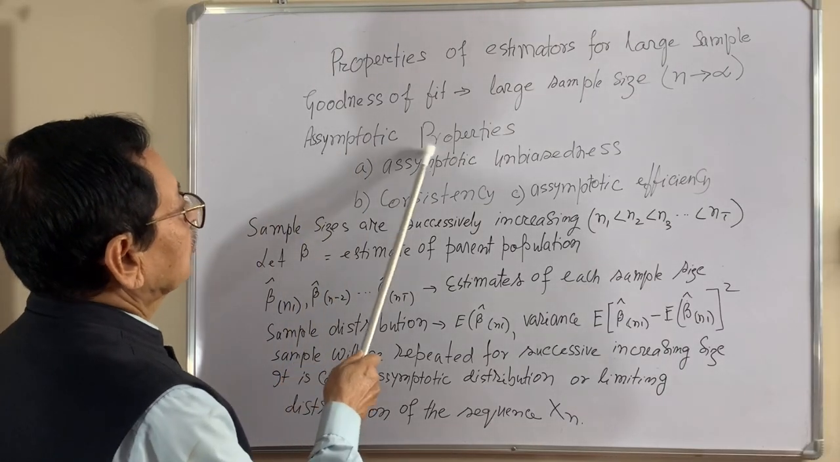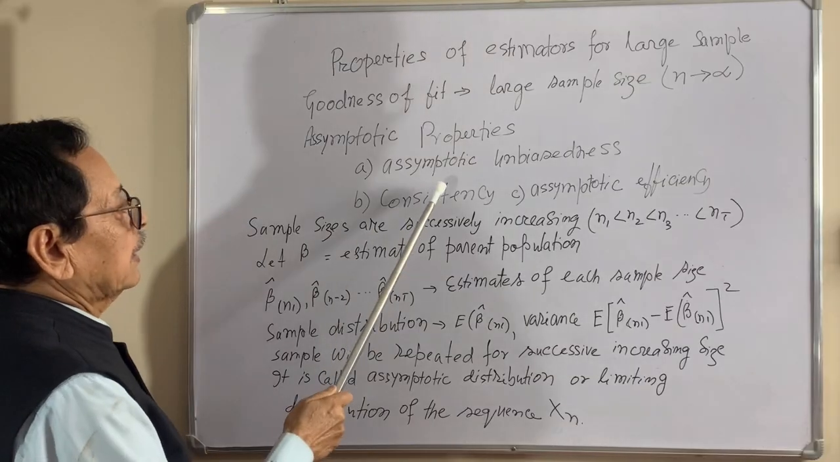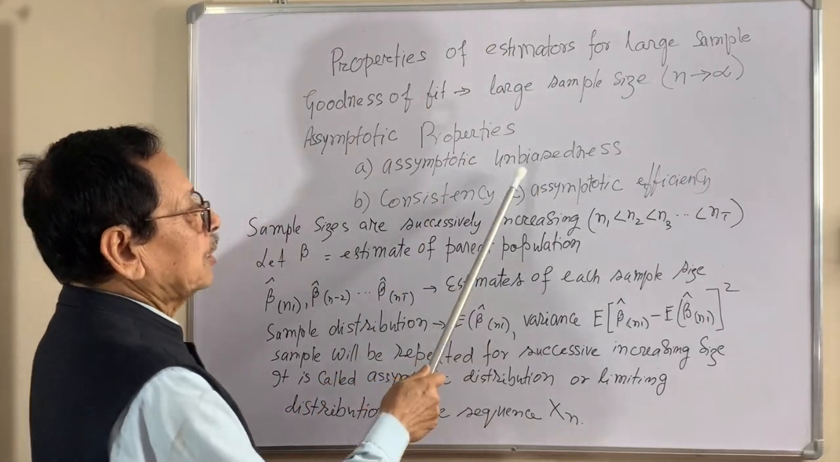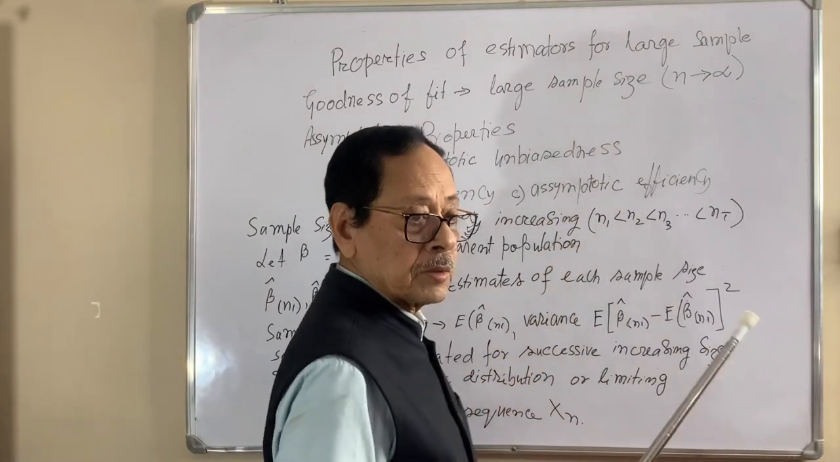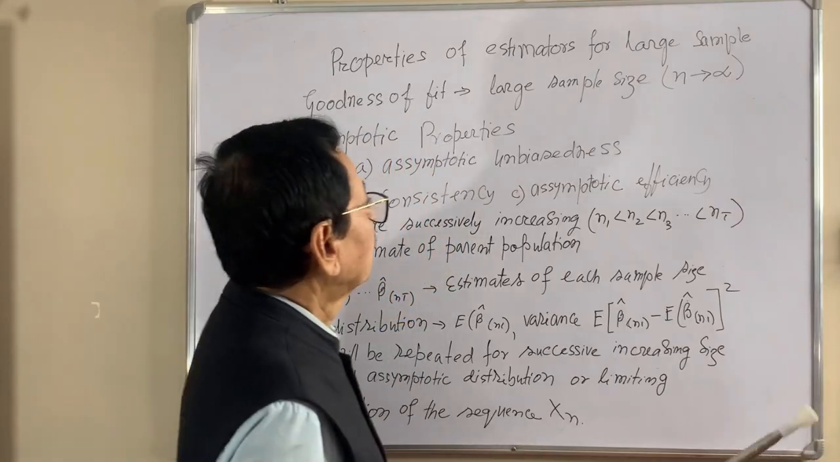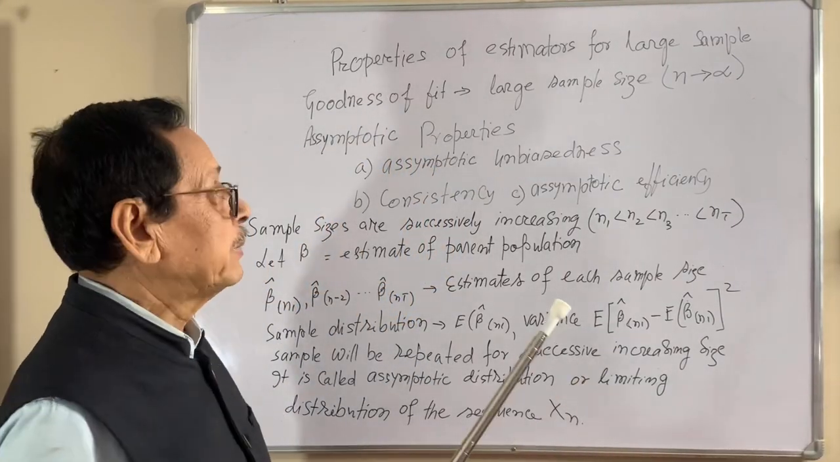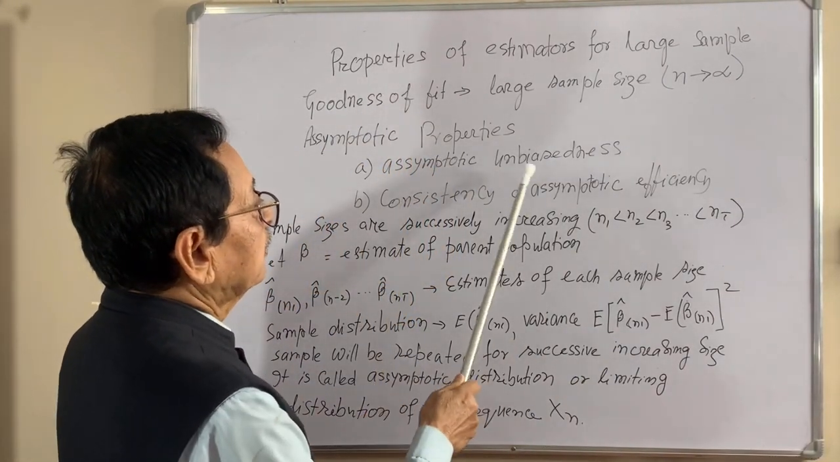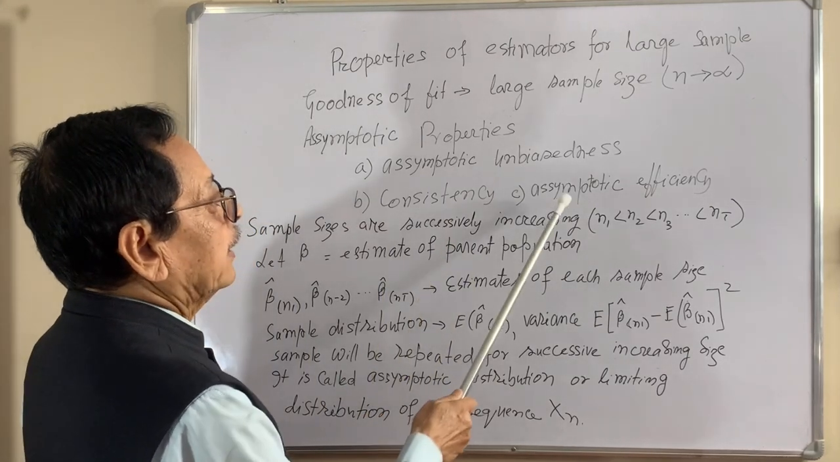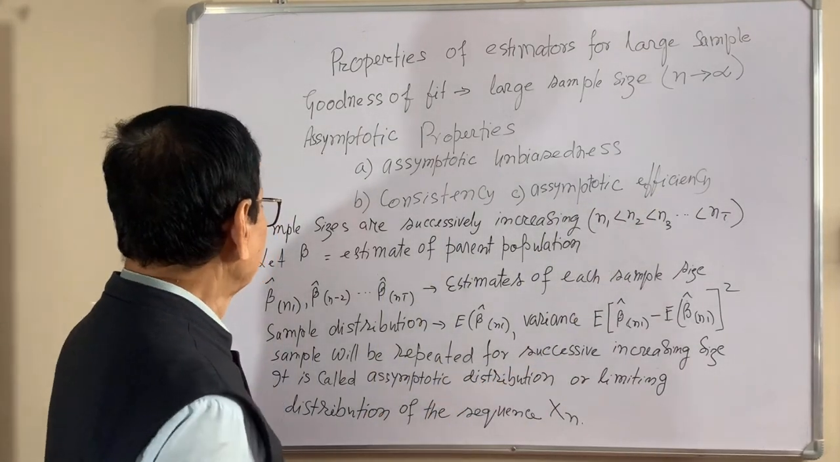Now, what are those asymptotic properties? They are asymptotic unbiasedness, meaning there should not be bias between the estimates and the population parameter. The difference should be small or nil. Then consistency and asymptotic efficiency.